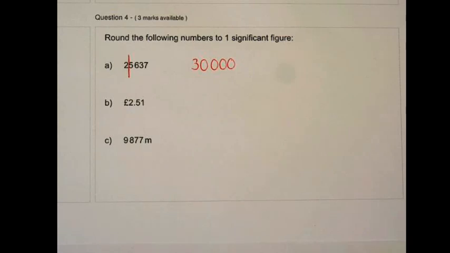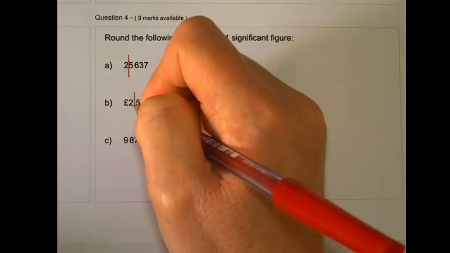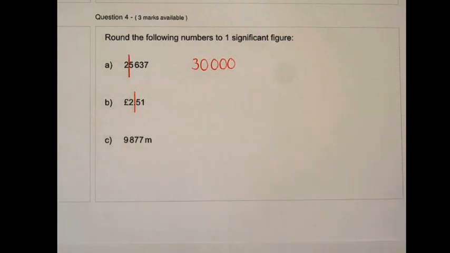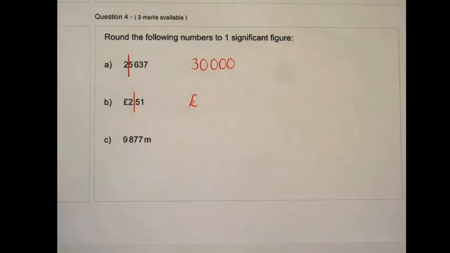Let's have a look at part B. So we've got a decimal in there as well. So we still only want one significant figure here. That's what it says in the question. So again, draw your line between the first significant figure and the second significant figure. Okay, we need to pop our pound sign there, so we can do that already.